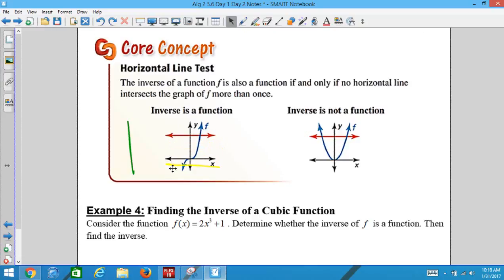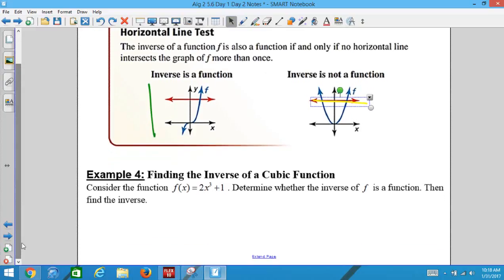So is the inverse a function? No, this is the function. But you can tell if the inverse is a function without actually graphing the inverse by using the horizontal line test. So the vertical line test is for the function, the horizontal line test is for its inverse. Is the inverse of this a function? Yes. Is the inverse of this one a function? No. So it's just really a yes or no question.